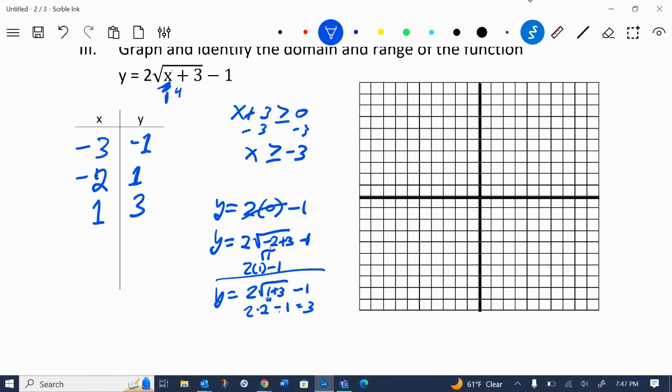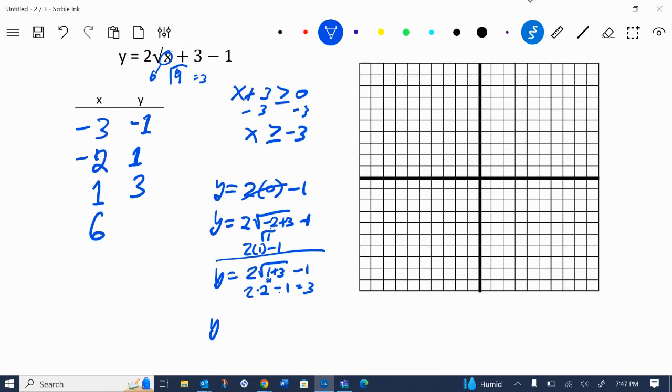I can go up a little further again. I can do at least one more easily here, because now I was able to get 4. Now what if I wanted 9? If I wanted a square root of 9, because that would be equal to 3, I would have to make that x into a 6. So let's put 6 here, and then let's do y equals 2 times the square root of 6 plus 3, minus 1. The square root of 6 plus 3 is the square root of 9. The square root of 9 is 3. 2 times 3 is 6. 6 minus 1 is 5.